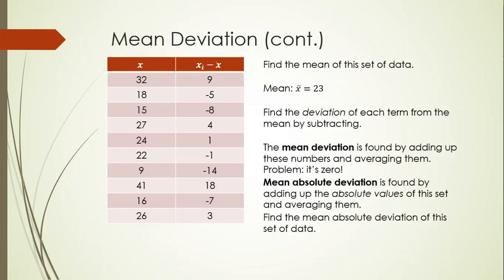So find the mean absolute deviation of this set of data. Okay, if you added up the absolute value of all those numbers, you should have gotten 70. And then if you divide that by 10, the mean absolute deviation is 7. So on average, each of these numbers is about 7 from that mean of 23.